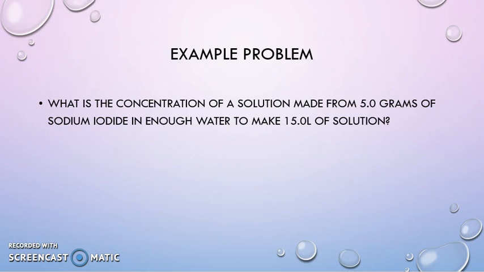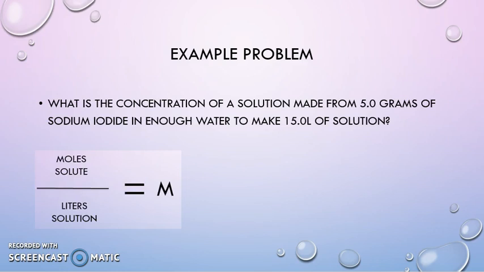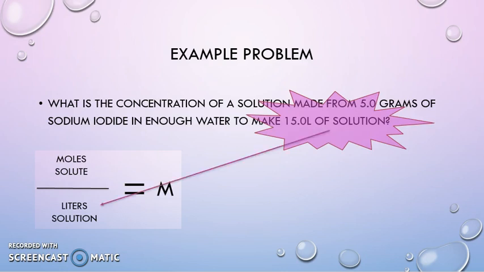So here's our example problem. What is the concentration of a solution that's made from 5 grams of sodium iodide in enough water to make 15 liters of solution? Well, first thing I'm going to have down on my page would be the actual formula for molarity, moles of solute divided by liters of solution. And then I'm going to go back to my problem and see what I'm given. First thing glaringly obvious to me would be that it tells me I have 15 liters of solution. Well, I'm just going to slam that right into my calculation.